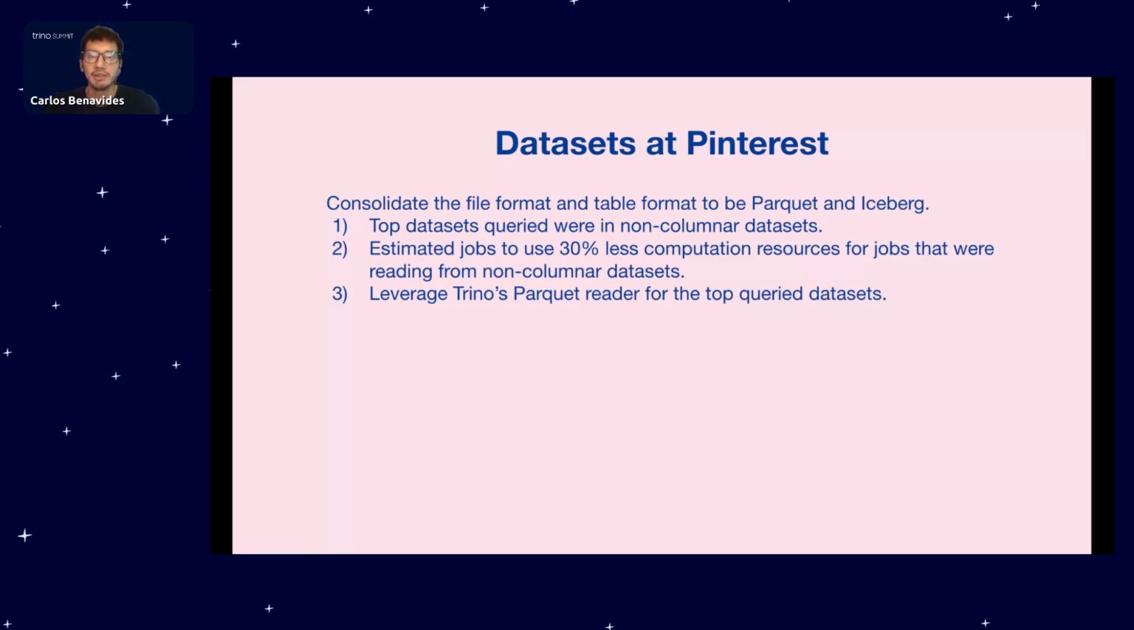Once these top non-columnar data sets were migrated to Parquet and or Iceberg, we'll then be able to leverage the Trino reader or Iceberg reader, which will be more CPU efficient, as oftentimes users do not always need to query the entire column or an entire data set.